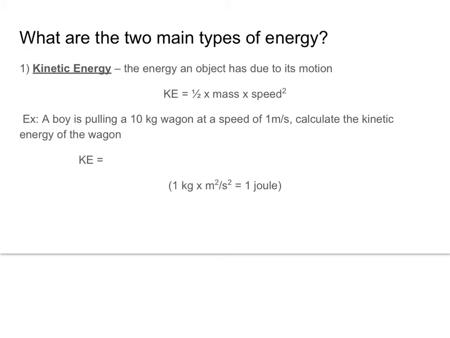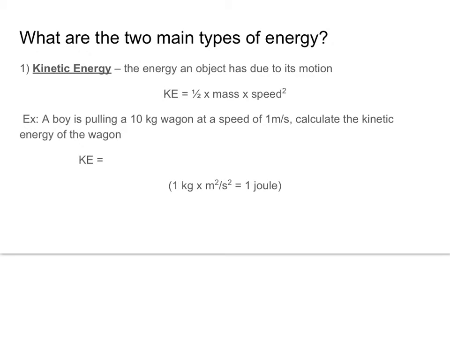The formula for calculating kinetic energy is 1/2 times mass times speed squared. So we can see that mass and speed affect how much kinetic energy we have. The more mass there is, the more kinetic energy. The more speed there is, the more kinetic energy. Let's do an example together.